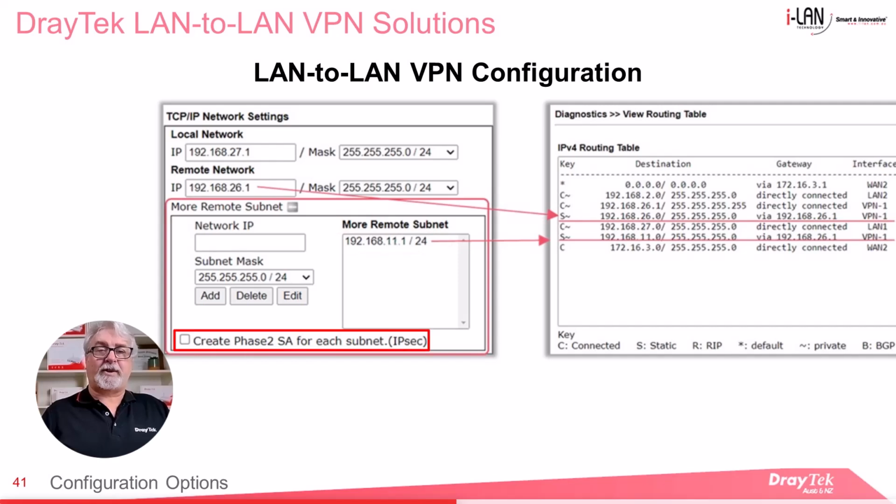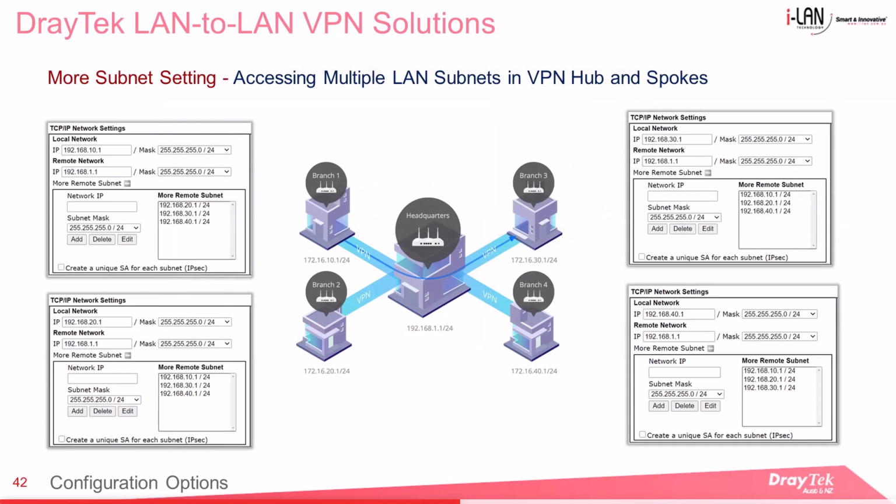The option Create Phase 2 SA is required if IPsec is used and the VPN peer is not a DrayTek router. An application of using the more subnet setting is when VPN routers are connected to a central VPN server and branch offices need to see each other, as shown in this diagram. Here, each branch router will need to have the IP subnets of each of the other branch routers to allow communication between them. It's not necessary to enter the IP subnets of the branch routers into the more subnet table of the core router since they are already directly connected.